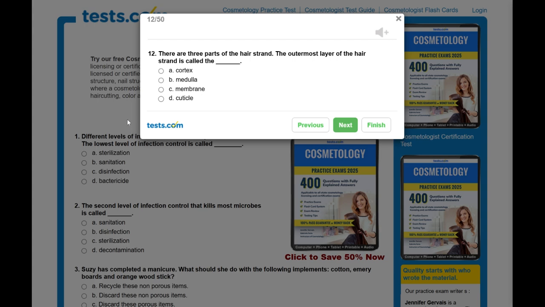Question 12. There are 3 parts of the hair strand. The outermost layer of the hair strand is called the A. Cortex. B. Medulla. C. Membrane. D. Cuticle.